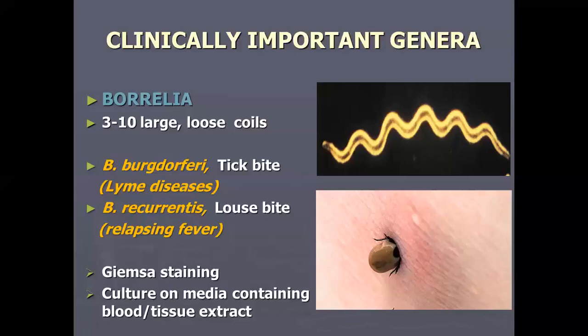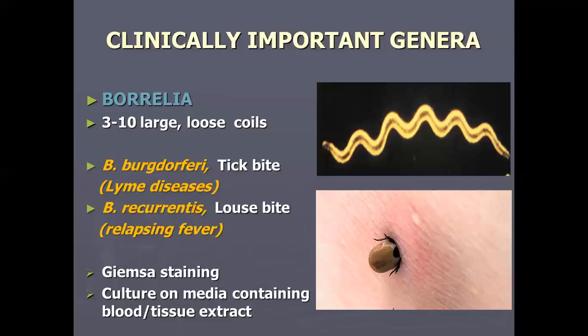In the case of Leptospira, we can see the organism under dark field microscopy. We can go for silver staining or silver impregnation of the organism, and we can see it with the help of immunofluorescence. So all these three procedures can be adopted for the microscopic visualization of all three genera of spirochetes: Leptospira, Borrelia, and Treponema.